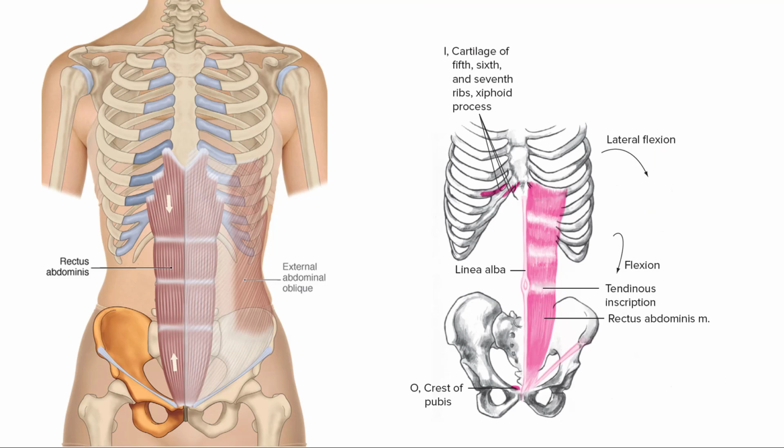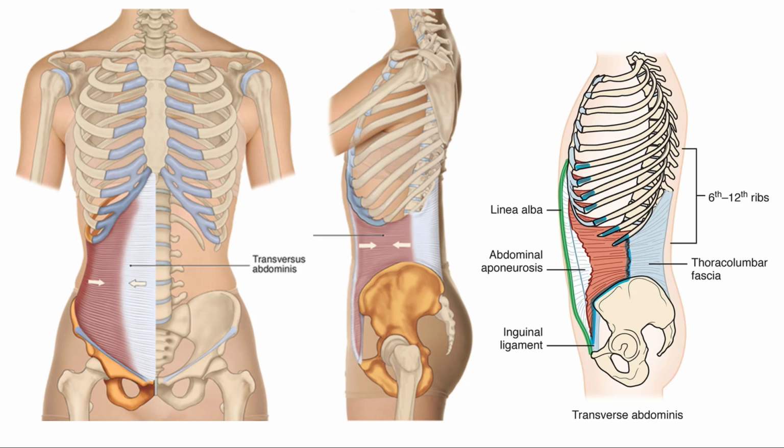You can see this image here. This is the image that you have in your handout. You can see the highlight of the origin and insertion. And then we move to the transverse abdominis. So we had the rectus abdominis, which was up and down, and now we have the transverse abdominis, which is the deepest of the abdominal musculature.